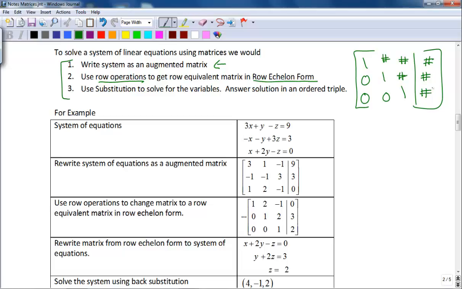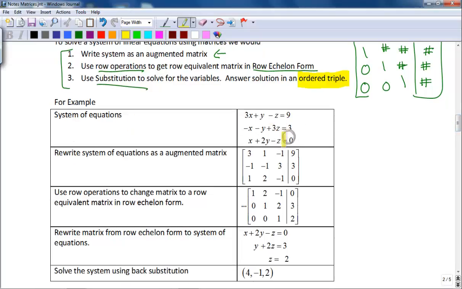Now, after you get it in echelon form, you're going to use substitution to solve for the variables. Our answer here is going to be an ordered triple. That means it's going to be three things within parentheses. So I gave you an example of what that's going to look like here.